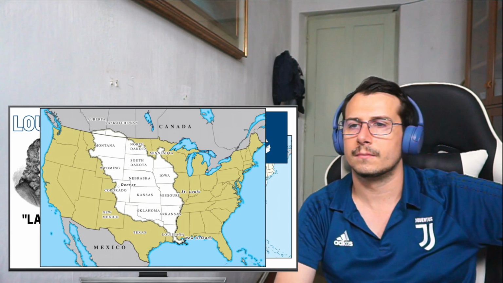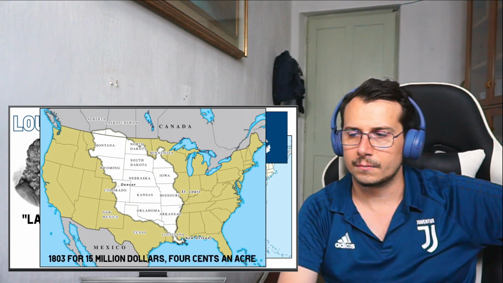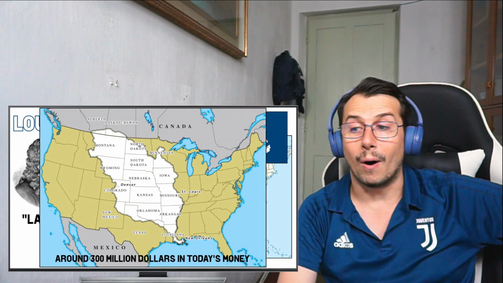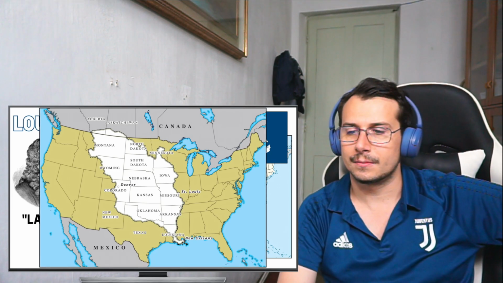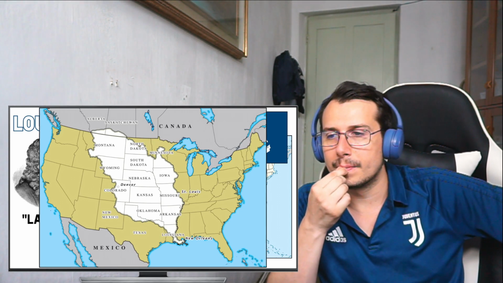The territory was sold by the French to the United States in 1803 for $15 million. That's 4 cents an acre. This would be equivalent to around $300 million in today's money, still a pretty cheap price for something that is equivalent to almost a third of the US's territory.